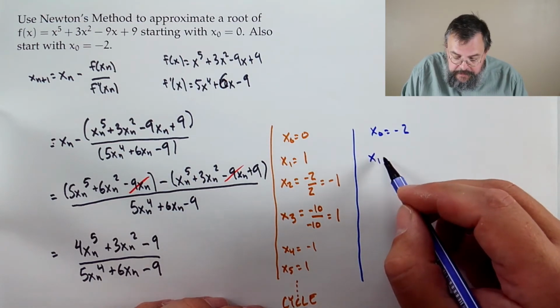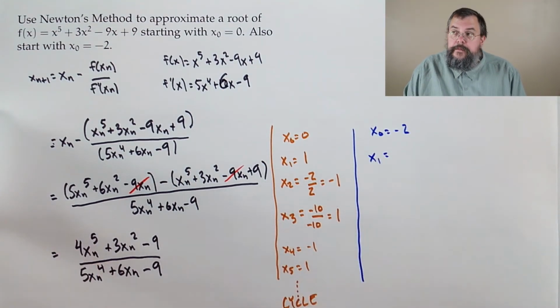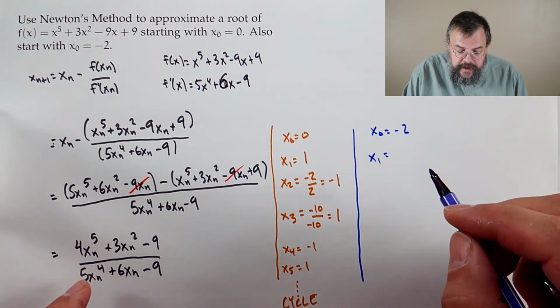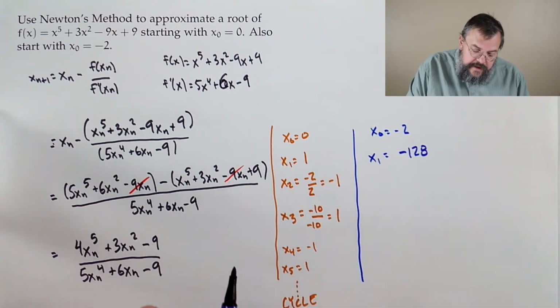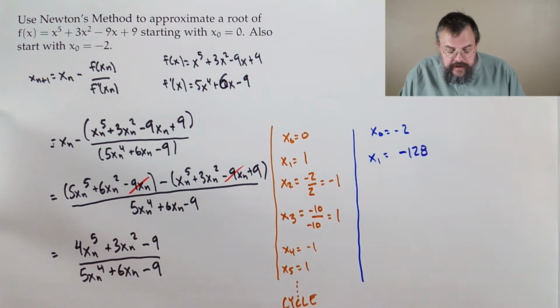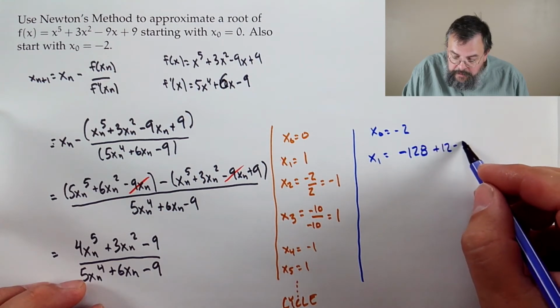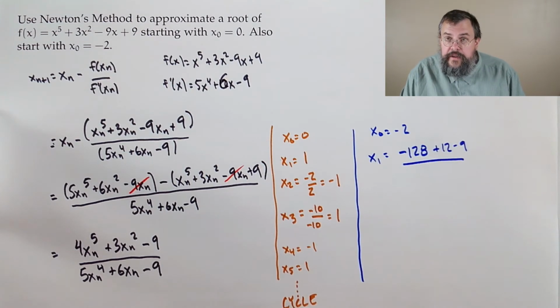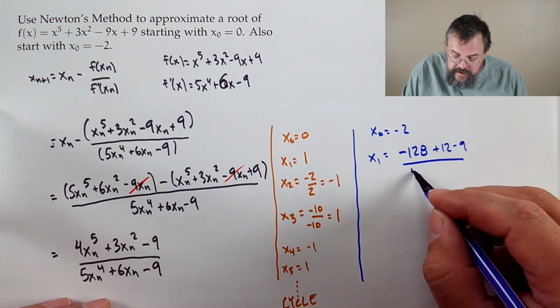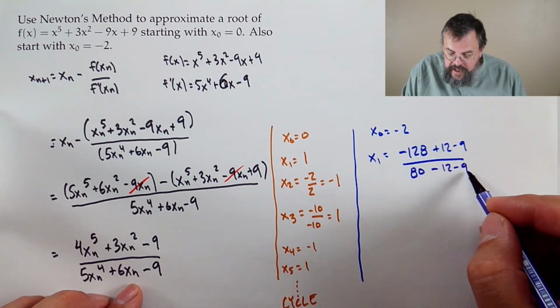What would x1 be? Let's see. -2 to the 5th. Well, 2 to the 5th would be 32, and then the negative will make it negative. Times 4, that's -128. -2 squared is 4, times 3 is 12, so plus 12 minus 9. Downstairs, -2 to the 4th is 16, times 5 is 80, and minus 12 minus 9.